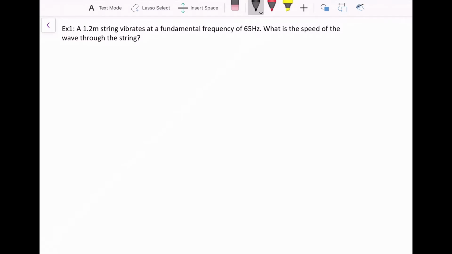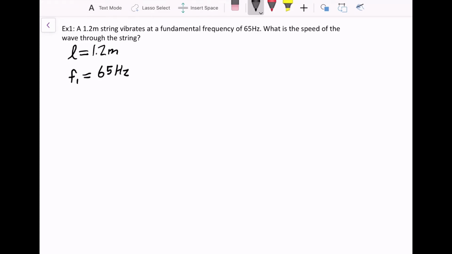Okay, in this example, we have a 1.2 meter string that vibrates at a fundamental frequency of 65 hertz. And we want to know what is the speed of the wave through the string. So let's write down what we know. The length is 1.2 meters, and the fundamental frequency, so we'll call that F1, is 65 hertz.